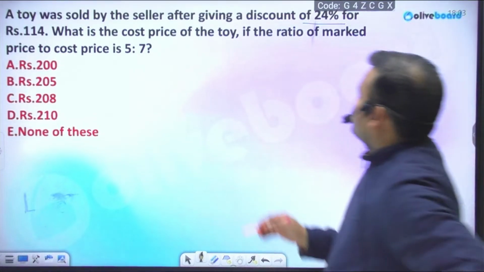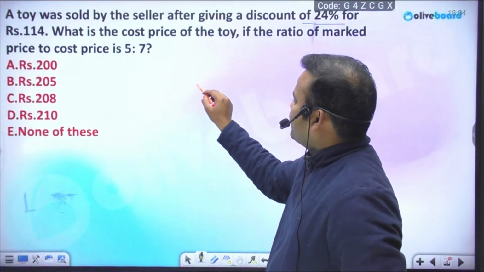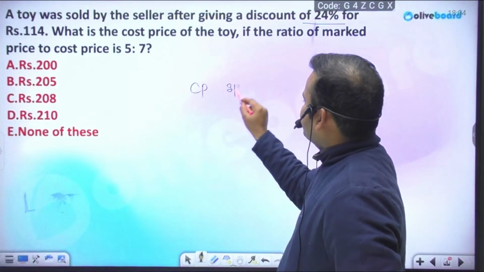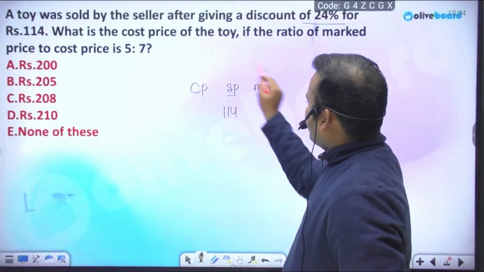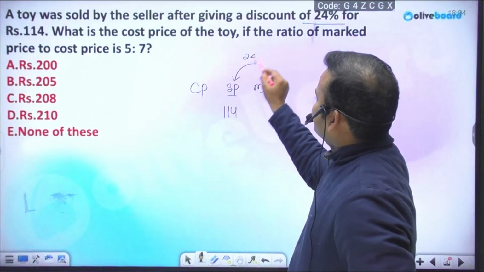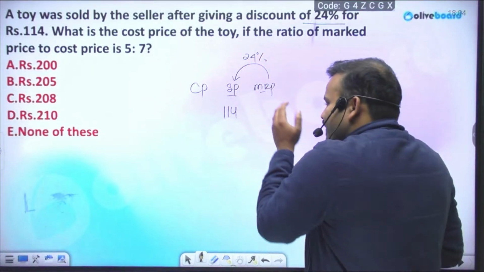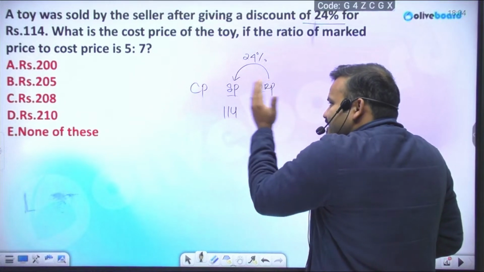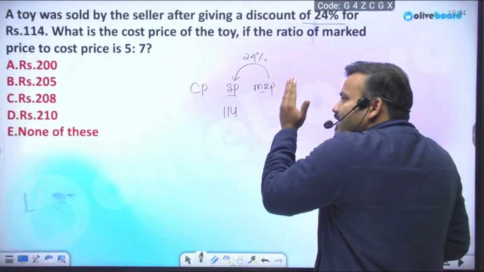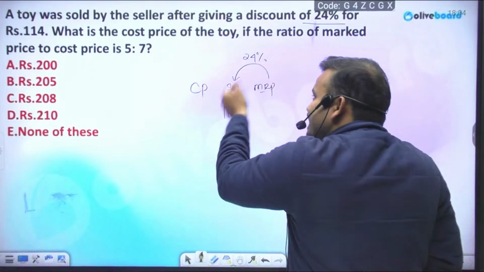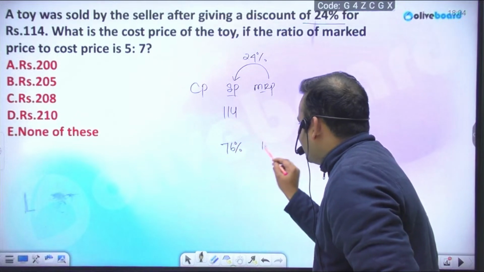Okay, so you are giving a discount of 24% and you are selling it at 114. So this is CP, this is SP, and this is MRP. So basically, you are selling it for 114 after allowing a discount of 24%. And discount is always given on what? It is being given on MRP. So MRP is considered as 100%. So 100% of the article was lessened by 24%. That means SP represents 76% and MRP represents 100%.